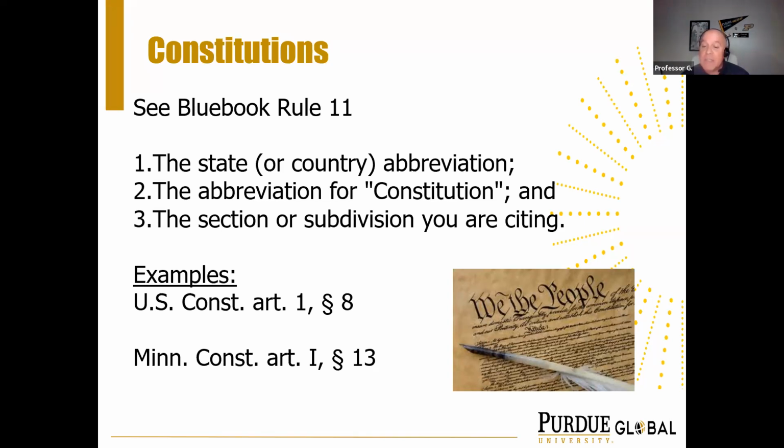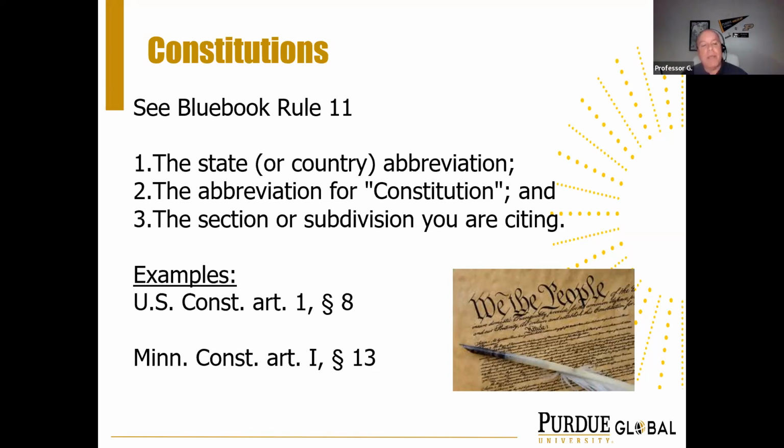The state is correct, Shannon. That's how Bluebook abbreviates Minnesota. The comma actually is correct as well, Melanie. Okay. All right, let's see. Constitution's abbreviated. Okay, no. All right, Melissa's got it. The article number, and Vicky's got it as well.